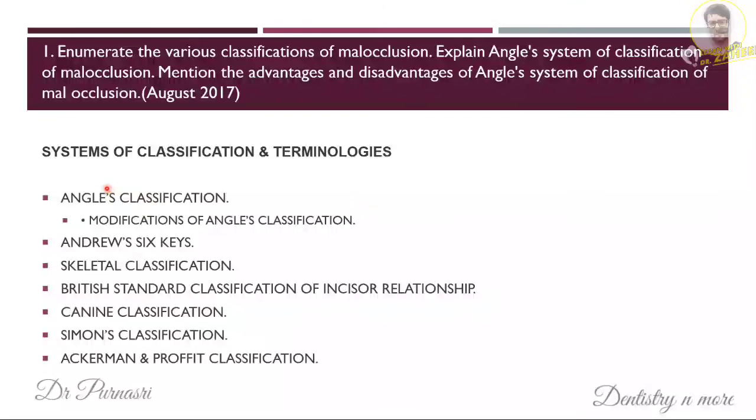So the systems of classification are Angle's classification, Andrews 6 keys of occlusion, skeletal classification, British standard classification of incisor relation, canine classification, Simon's classification, and Ackermann and Proffit classification. So these are the different classification systems that are normally used.